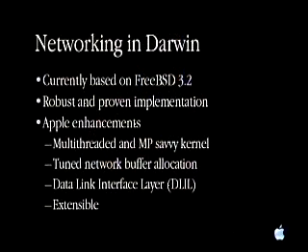So networking on Darwin, to summarize this, it's currently based on FreeBSD 3.2. So we get the TCP/IP stack, sockets, and a bunch of other services for networking from the FreeBSD 3.2 implementation. If you're a little bit aware of this, it's not the latest version of FreeBSD, but it's a very solid base for what we're doing here. It's a very robust and proven implementation. FreeBSD is used in many places, on servers and things like that.